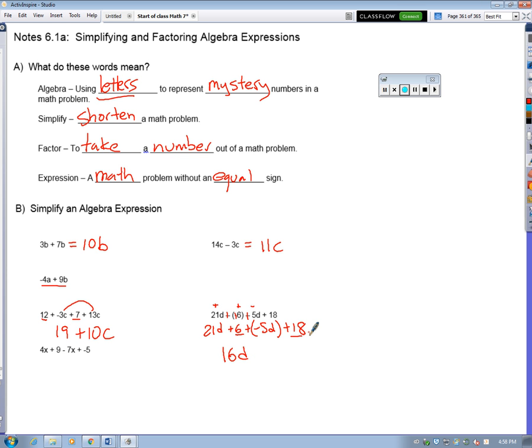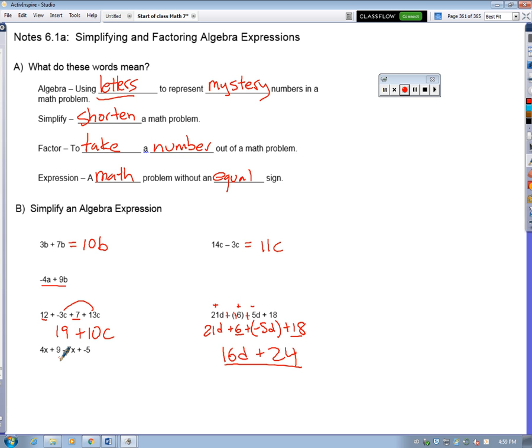6 and 18, add those together, are 24. Okay, so now I've taken this big, long, ugly expression and I've simplified it down to this. Okay, one more. 4x plus 9 minus 7x plus 5.